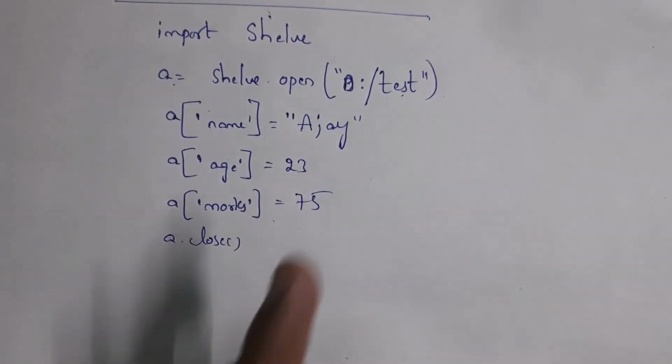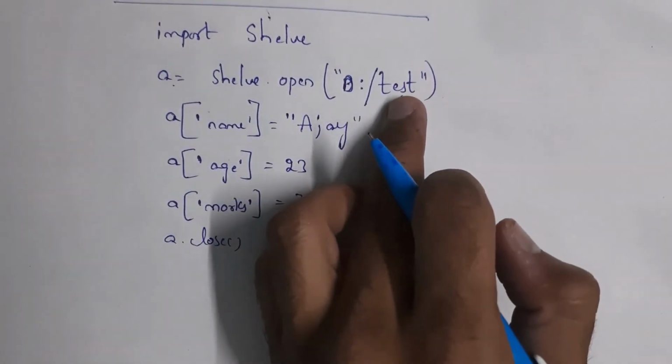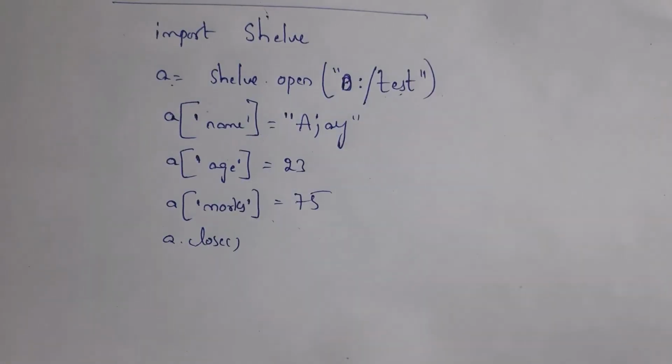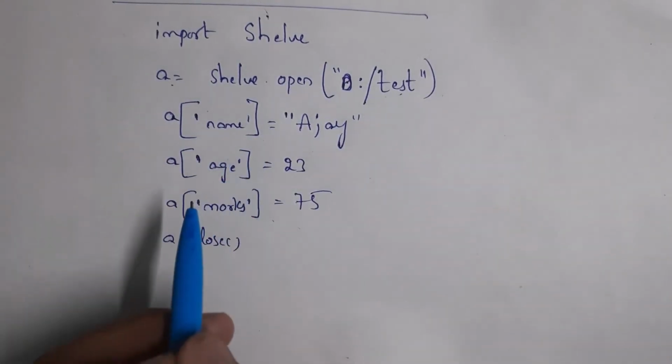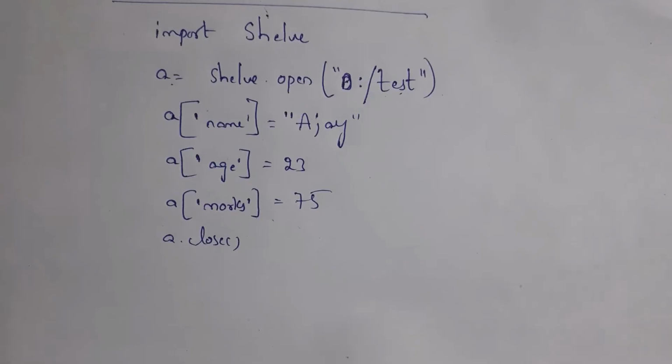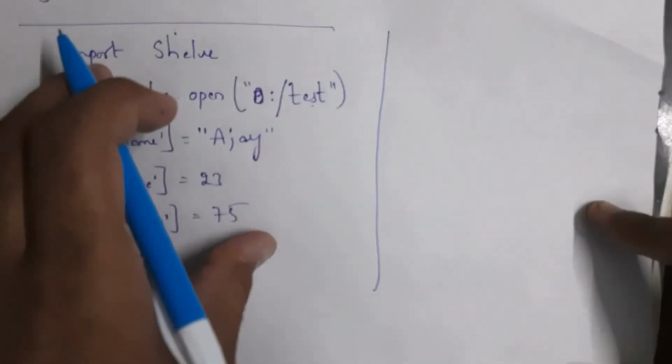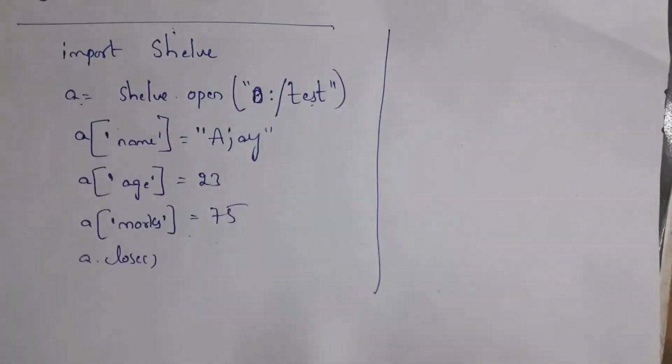Whenever you run this code, it will create a database with name test, and it will add the dictionary name Ajay, age 23 and marks 75 inside my database. And at last we need to close our database by using a.close. We created a database. Next I will explain how to see data on my output screen.